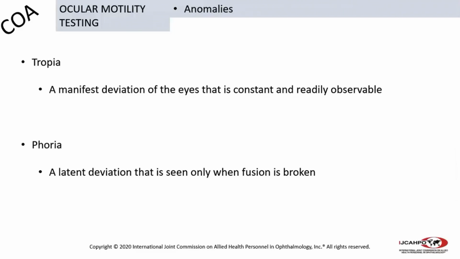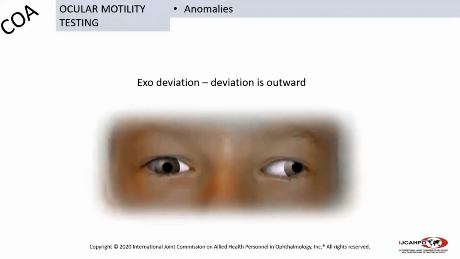Going back to our terms tropia and phoria, these are considered anomalies. A tropia is a manifest deviation of the eyes that is constant and readily observable. It's always there. A phoria is a latent or hidden deviation that is seen only when fusion is broken. Looking at the following example of an anomaly, here is an exodeviation. This deviation is outward. Esodeviation, deviation inward. Hyperdeviation, up, and hypodeviation, down.